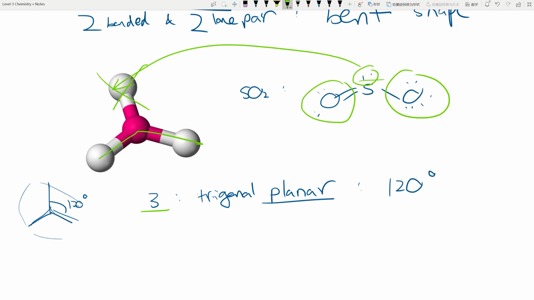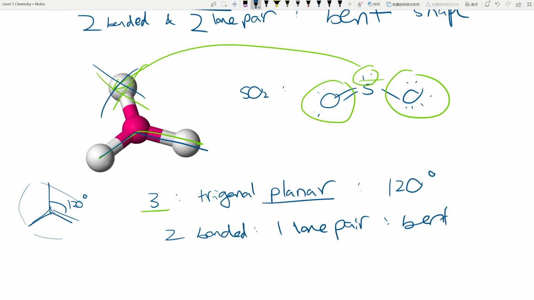And what shape is that? If you've got 2 bonded and then 1 lone pair, you will have a bent shape. I mean, look at it, that's a bent shape. You can't see the lone pair, it's still exerting repulsion, but you just can't see it. It's not so much high school, but if you do end up doing some chemistry at university, when you use programs to draw the orbitals and the shape, you will take that into consideration, because that's what it looks like.